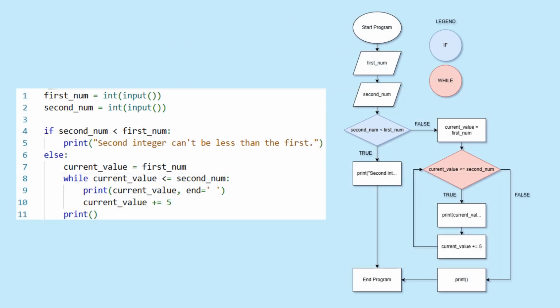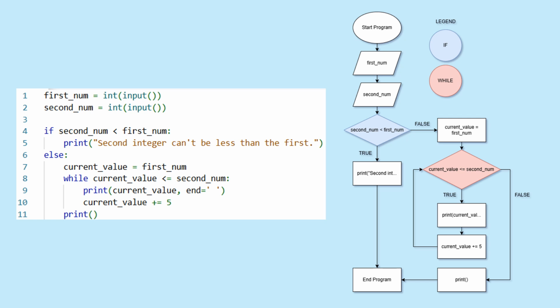On the left half of the screen, you'll see the code that I provided for this particular question. I stated that first num is an integer input and second num is an integer input. I stated that if second num is less than first num, then it would print second integer can't be less than the first. Otherwise, if second num is greater than first num, it would say that the current value equals the first num, in which the current value is our loop variable.